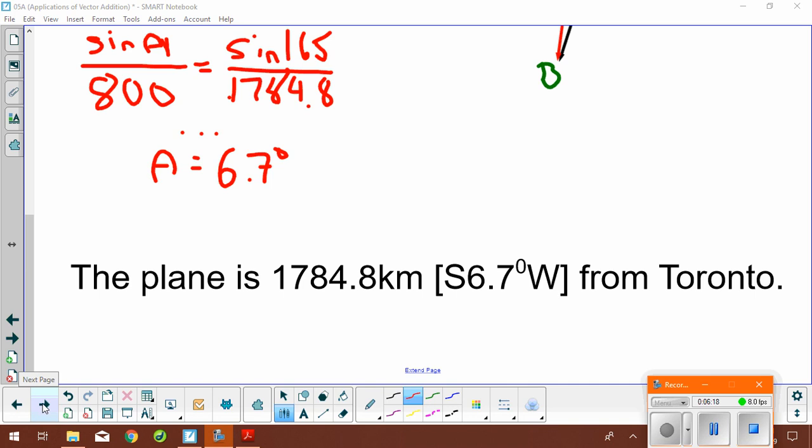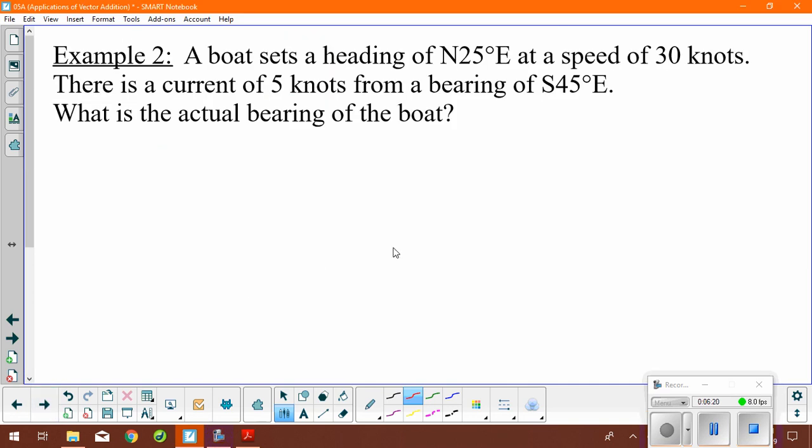Okay, on to example 2. A boat sets a heading of north 25 east at a speed of 30 knots. There is a current of 5 knots from a bearing of south 45 east. What is the actual bearing of the boat? Okay, so we have the intended course, and we have a push from the current. Okay, which way does this actually go?